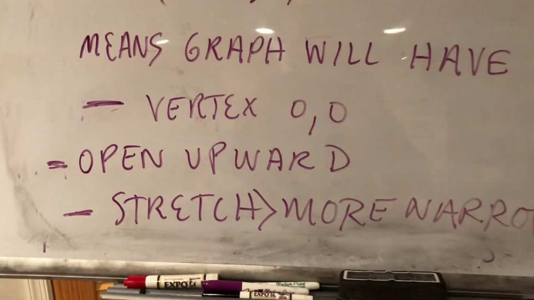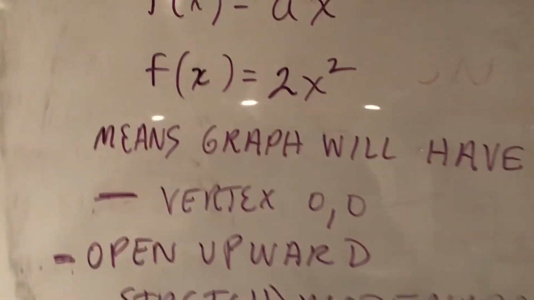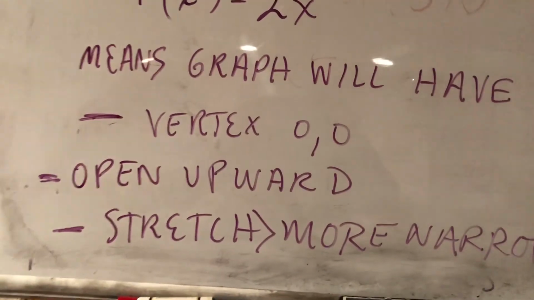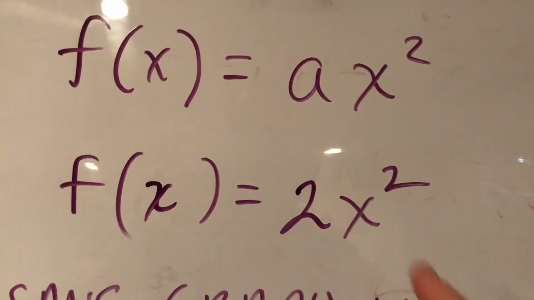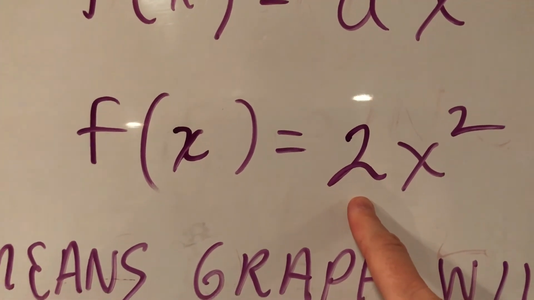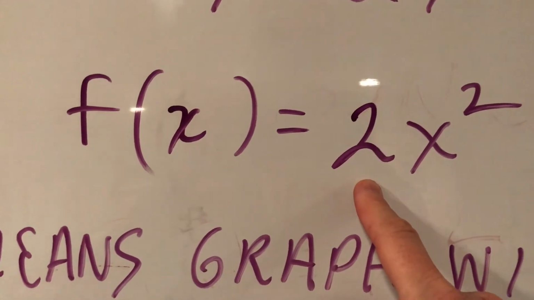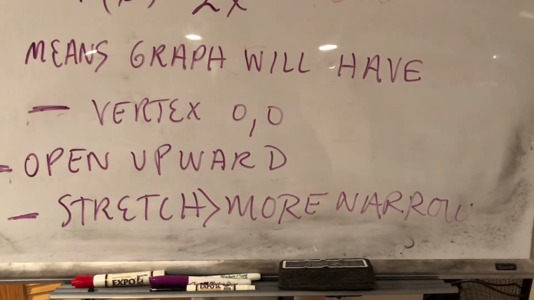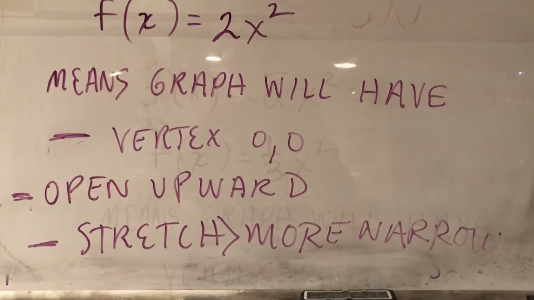Minimum point, because the graph is going to open upward. Since the A is positive, the graph will open upward. And then last but not least, since the A is greater than 0 plus greater than 1, those two things mean that the graph will, 1, open upward, and 2, it's going to stretch or be more narrow than our parent graph.